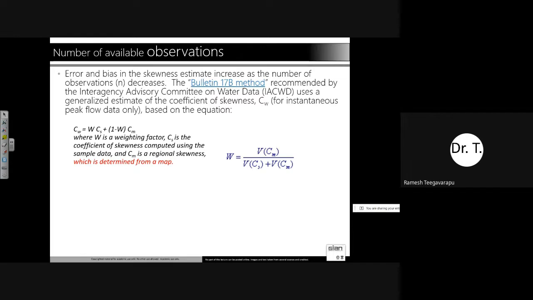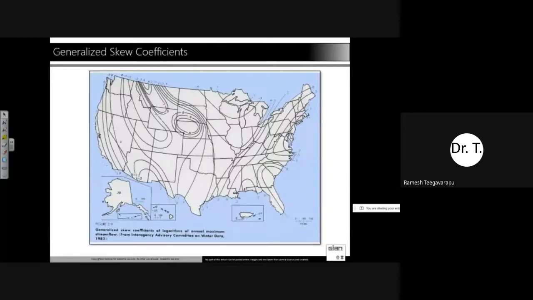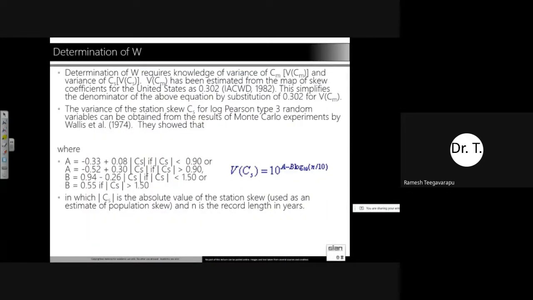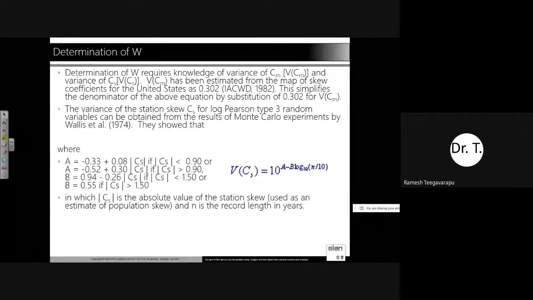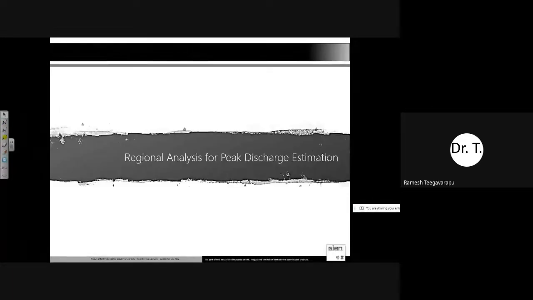In the US, we use a method called Bulletin 17B for our log Pearson 3 distributions. And then because the skew is estimated from the sample, what we do is we try to improve the skewness estimation using generalized skew coefficients, which are available for the entire United States. We make the corrections for the regional values so that we get improved estimates. I'm not going to go into this procedure, but this is a standard procedure which is available.